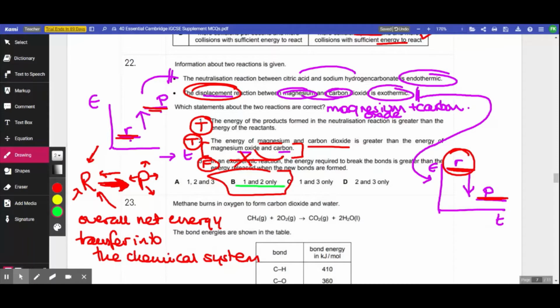But we actually had 26.5% getting answer C. So answer C is 1 and 3 only. Statement 3 kind of looks correct. Perhaps they didn't actually realize that magnesium oxide and carbon were the products. So I can see why they went for that. And 14% actually went for D, which is a very similar response to the 8% that went for choice A. So perhaps there was just a little bit of guessing between those two.